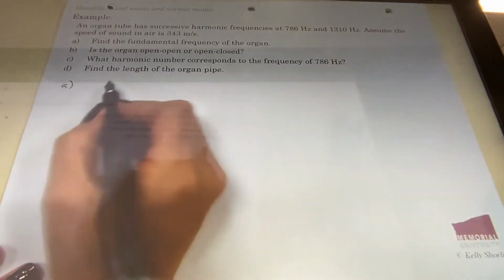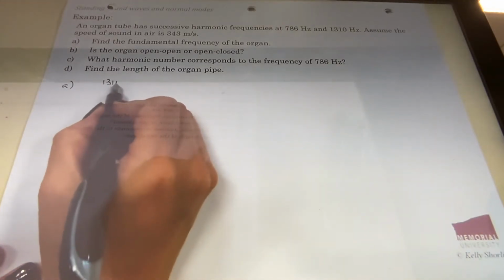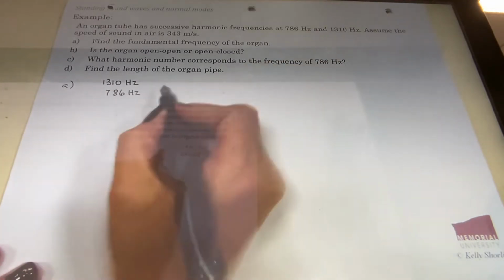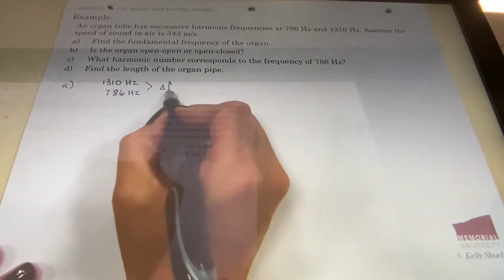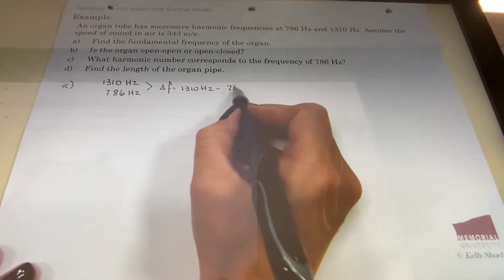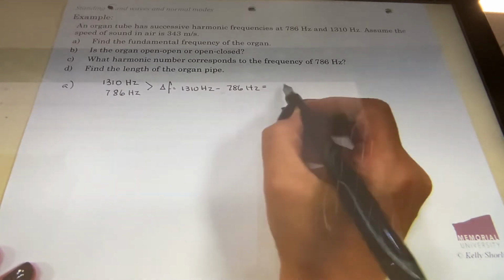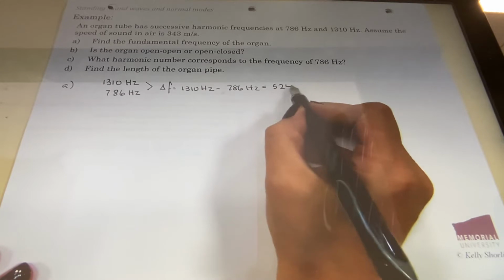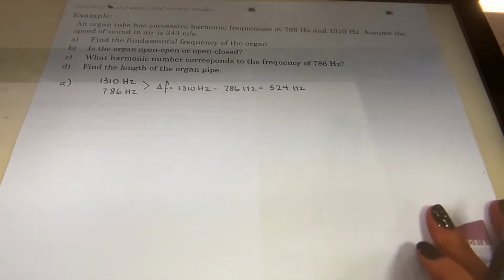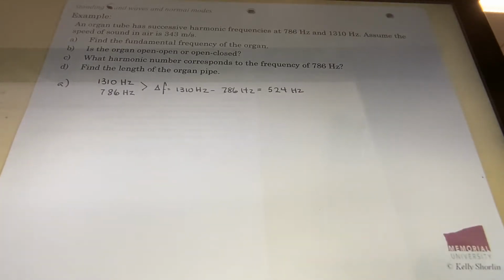So we're given that one frequency is 1310 hertz. The next lower frequency is 786 hertz. So those two frequencies are separated by 1310 minus 786 equals 524 hertz. So when you subtract those two, you see that the frequencies, whatever they are, they're all separated by 524.